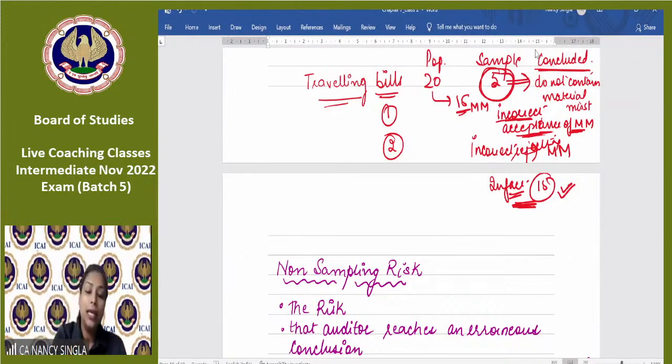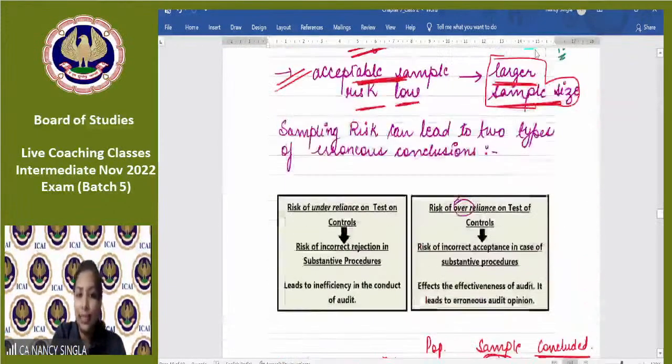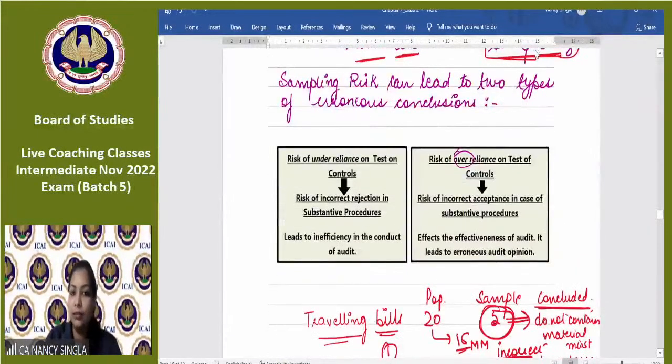Okay. Now let us try to understand this here. See, risk of over-reliance on test of controls. Basically, that internal controls are not effective. ठीक है? Why? Let's say there were 20 internal controls. Out of that, auditor ने 5 check किए and those 5 were okay. So auditor ने क्या बोला कि 20 भी okay हैं.